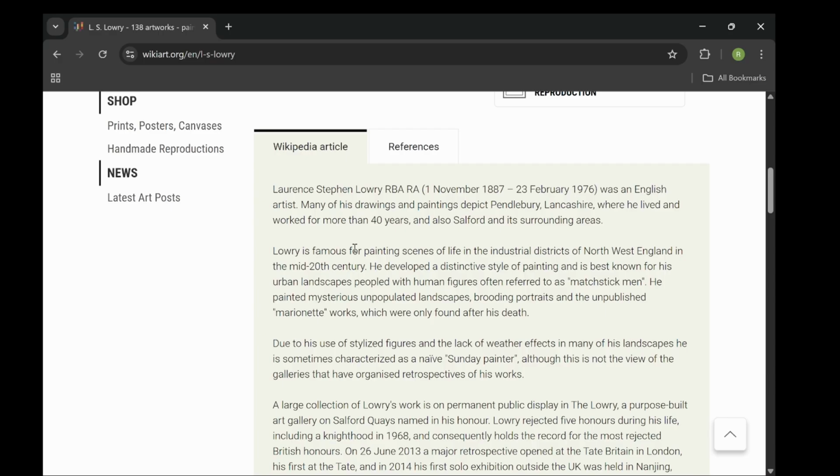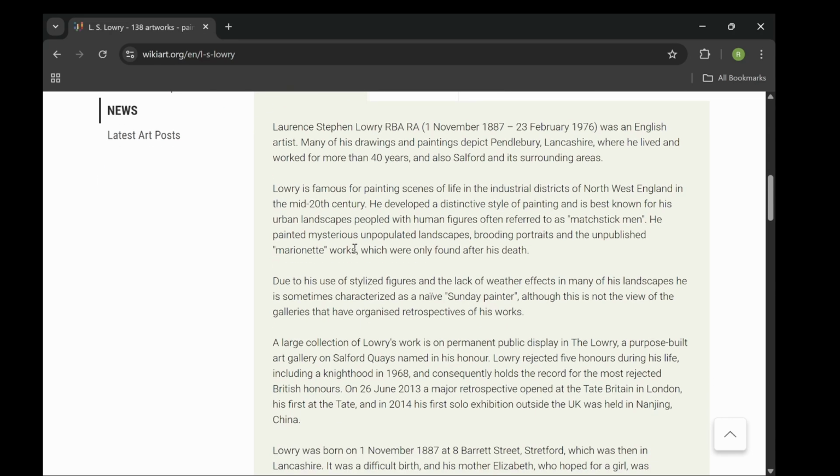Laurence Stephen Lowry was an English artist. Well, yes, many of his drawings and paintings depict Pendlebury, Lancashire, where he lived and worked for more than 40 years. Apparently, he was a debt collector at the start, and also Salford and its surrounding areas. He's famous for painting scenes of life in the industrial districts of northwest England in the mid-20th century, and he developed a distinctive style of painting and is best known for his urban landscapes, people with human figures, often referred to as matchstick men, and that's how I first heard it.